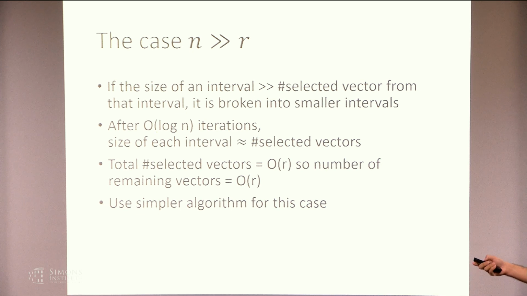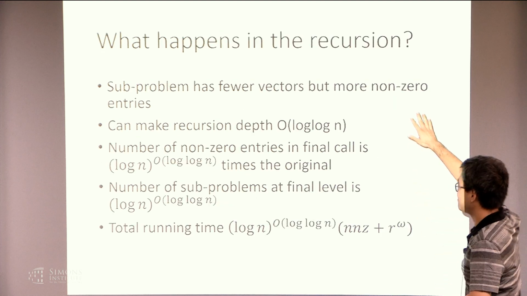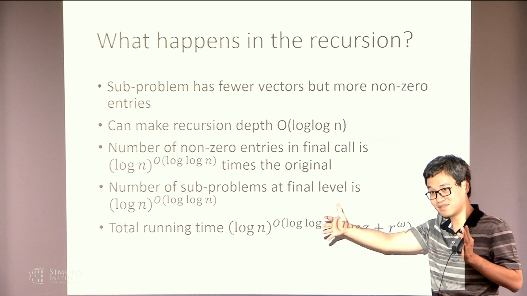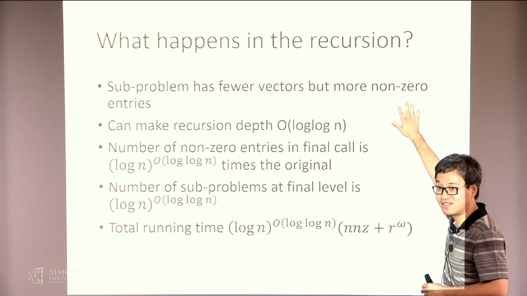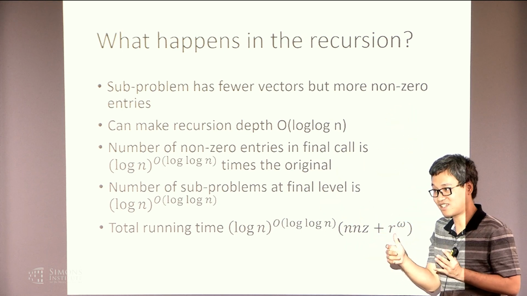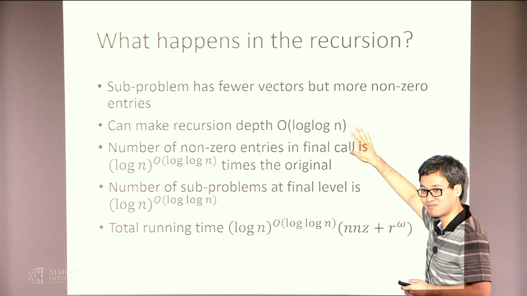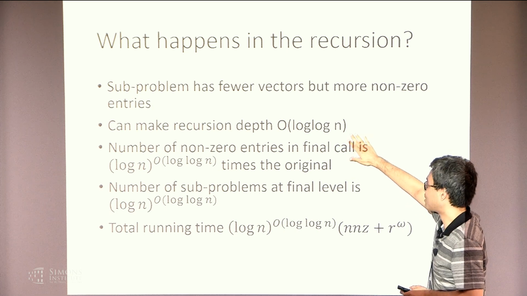So this filtering step takes about log n iterations. So to solve a problem, we need to solve basically log n subproblems. The problem is that if you do that, the size of the problem actually grows. Because the subproblems, we compress them, they'll have fewer vectors, but they'll have more non-zero entries, because when we do the matrix sketching, the number of non-zero entries actually grows. So we have to make the recursion depth pretty small if we do not want to blow up the size of the problem.